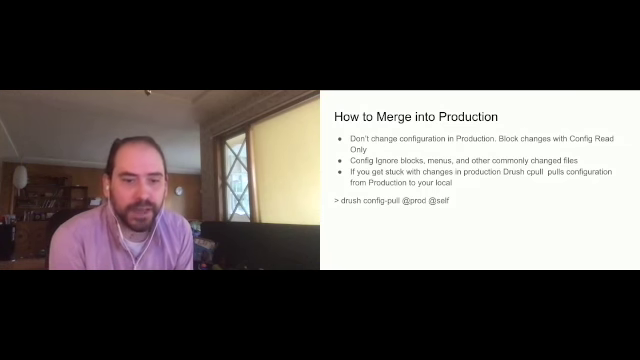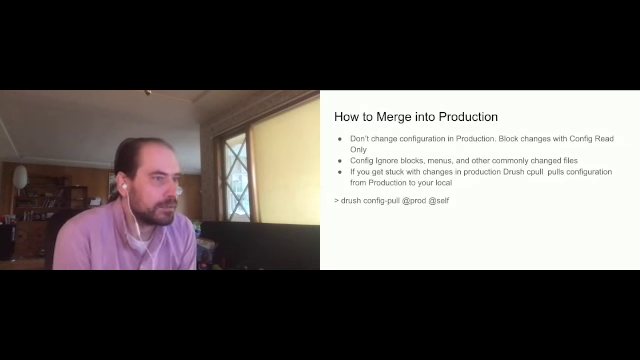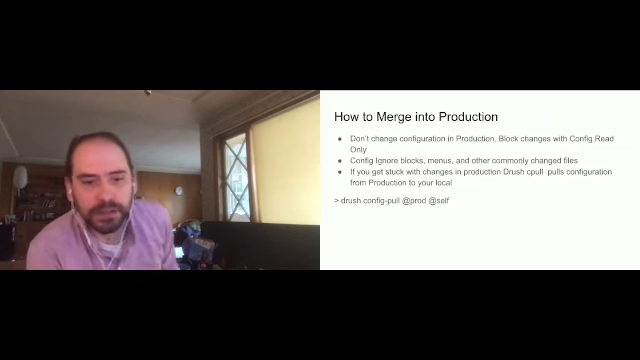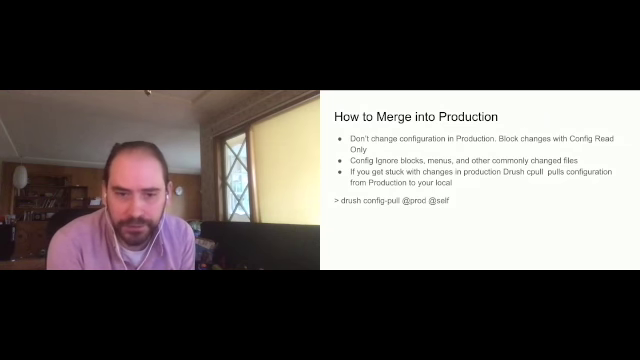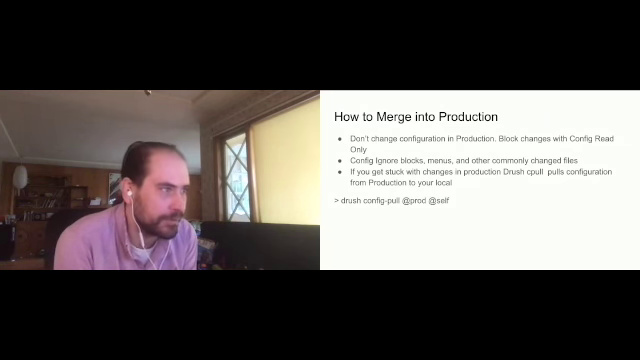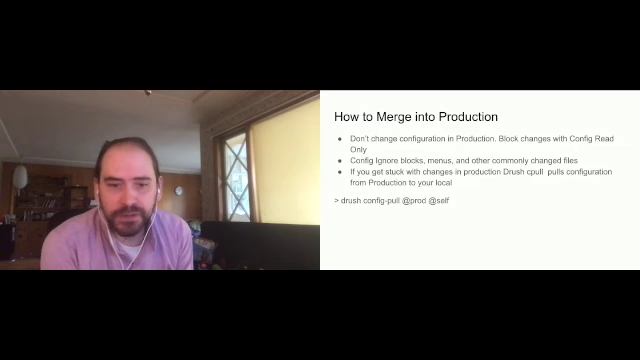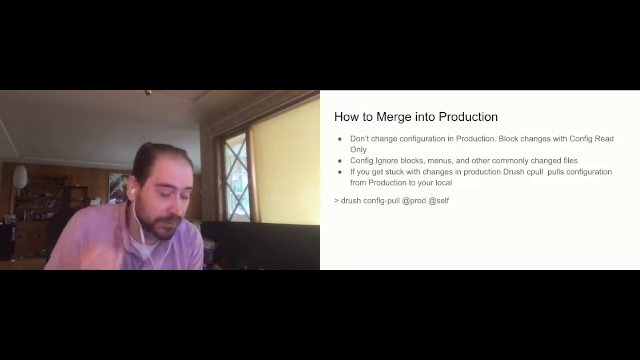The other option is to use config ignore for blocks and menus, so that editors can change that and the changes are ignored. And that way you don't have to worry about the merge for those two types of items, just because we know the editors are going to be changing those often. The important piece here is that you just want to make sure you're always getting those changes out of production.